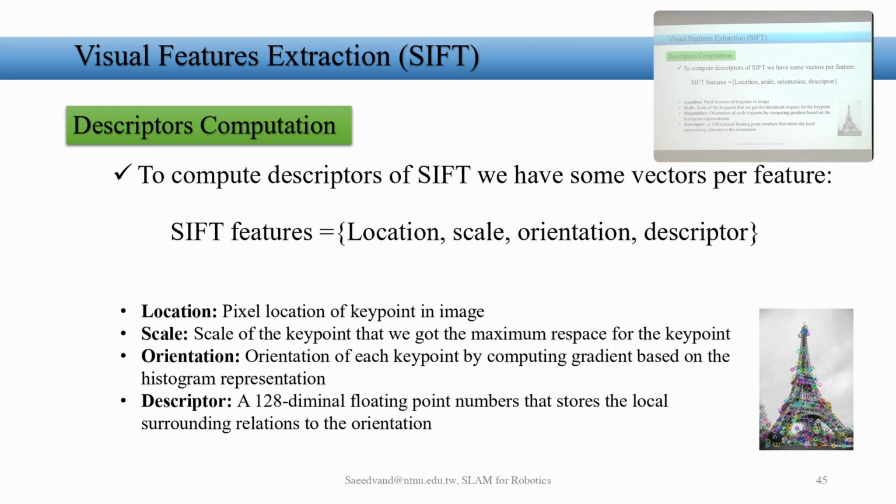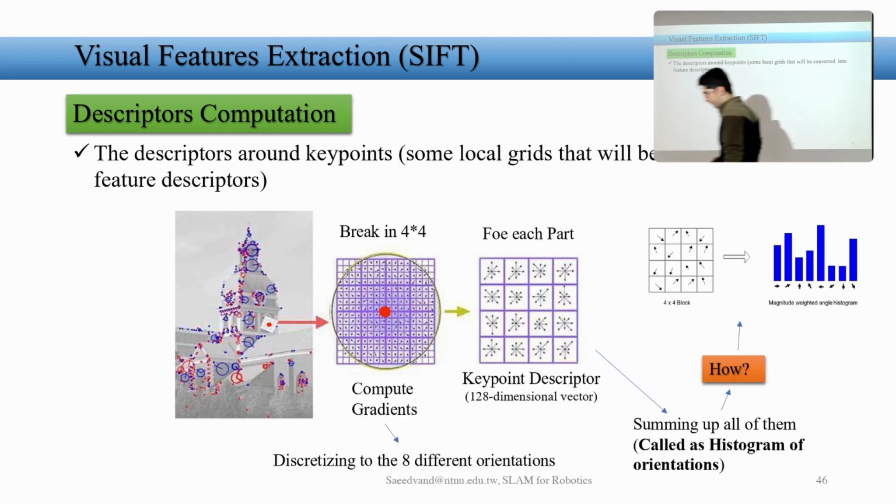And the descriptor, that is 128 dimensional floating point numbers that stores some local surrounding relations of this point. Not only those information like the location, scale, how big the scale is, and the orientation, we also want to describe it with some features. How is that looking like?